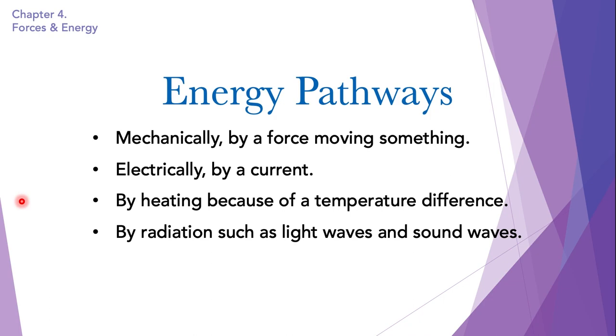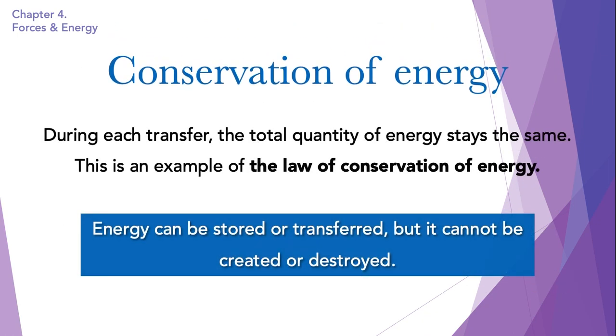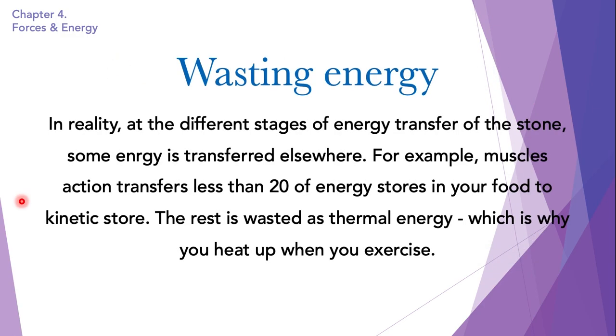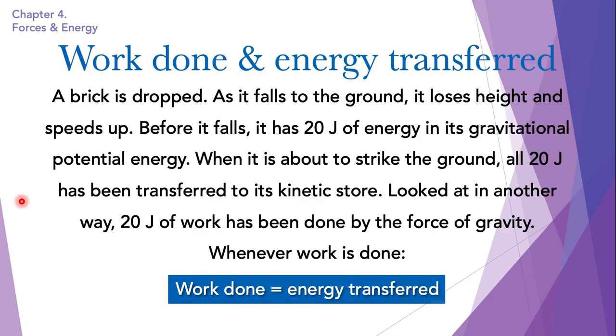Then after this, we understood the conservation of energy, that the energy is never used up or disappeared. It is only moved from one store to another. We read an example that proves this law of conservation of energy. Then we understood how energy is wasted. And then we understood work done and energy transferred, the relation between both of them, that they are equal. Work done is equal to energy transferred.